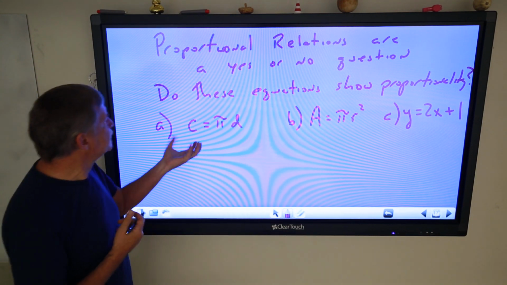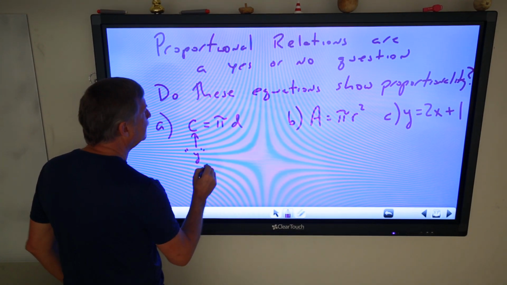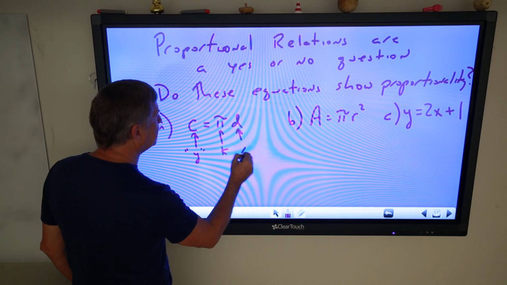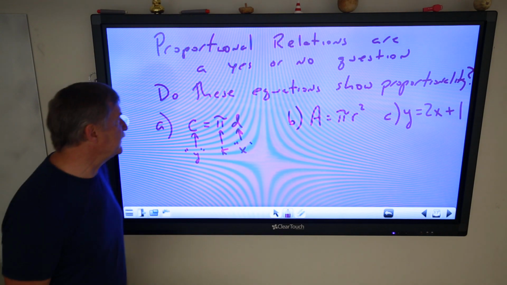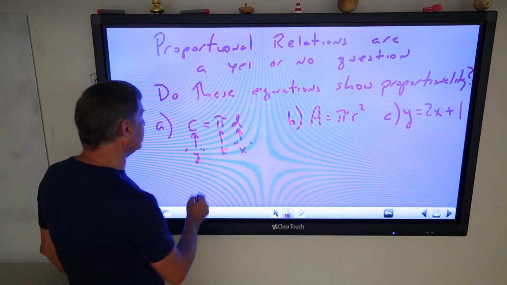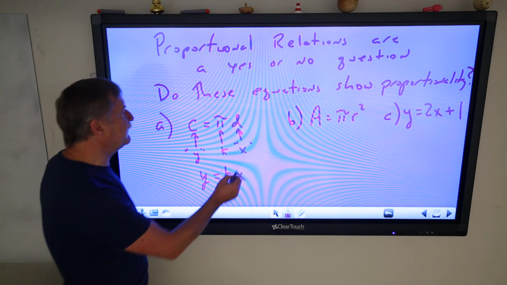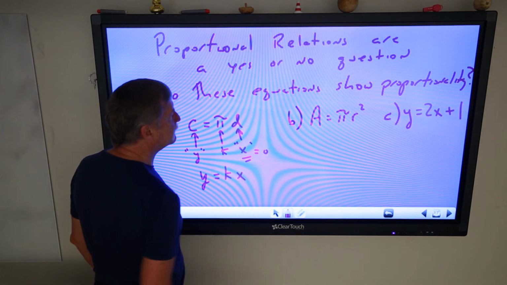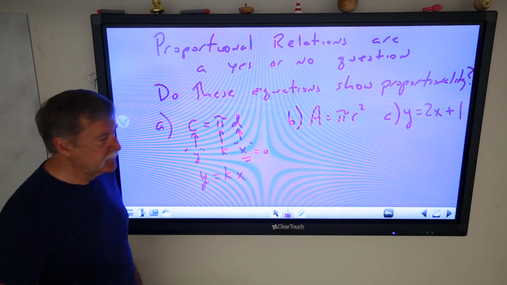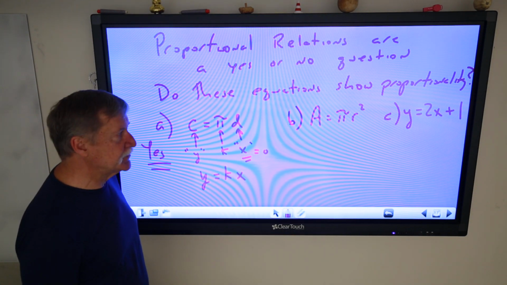In other words, this C, what it's solved for, that's just like being y. And pi is always the same, that's k. And d, that would be like x. And the question is, is that a proportional relationship? You should understand that, yeah, that is definitely in the form of y equals kx. Another test you can use is, if x equals 0, does y also equal 0? Because if it doesn't, then it's not going to go through the origin. In this case, it does.